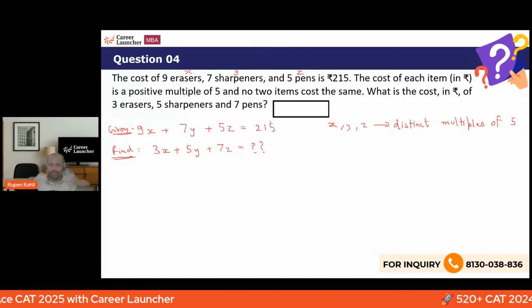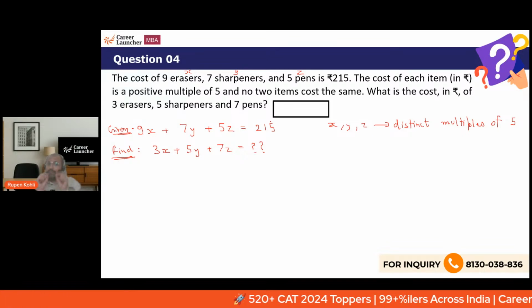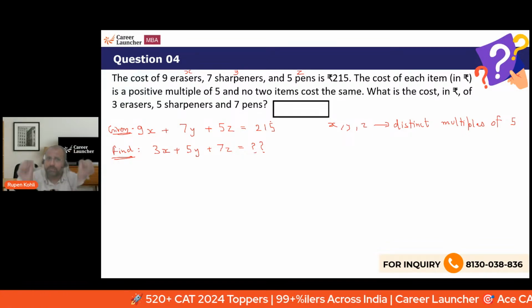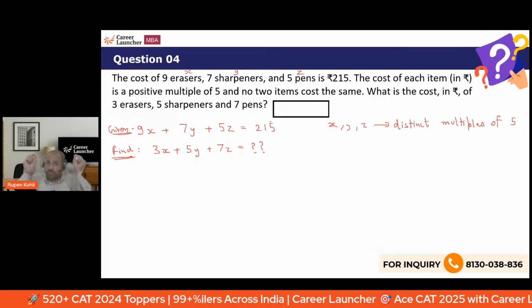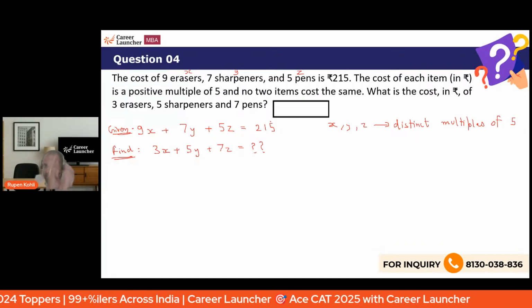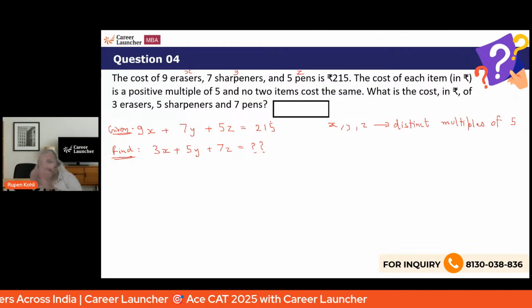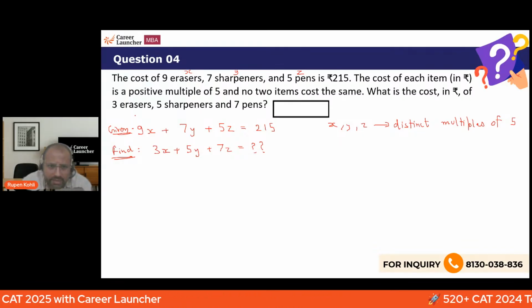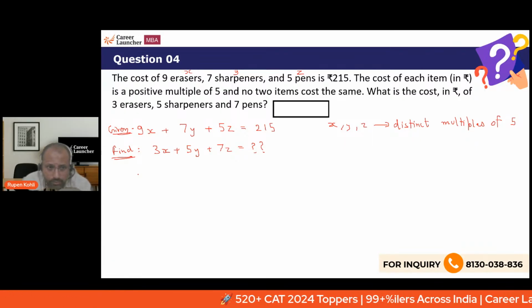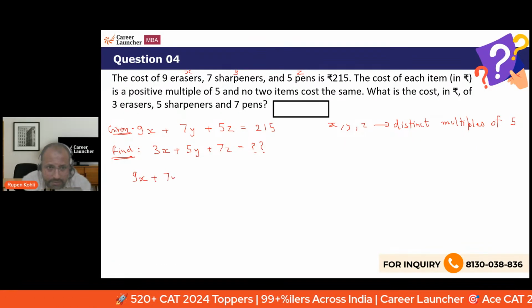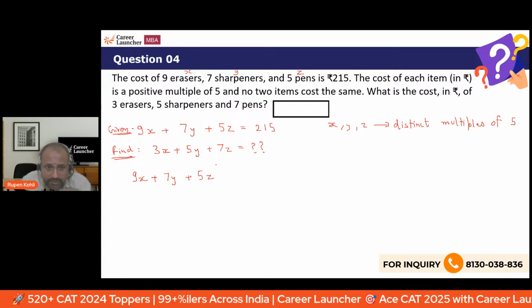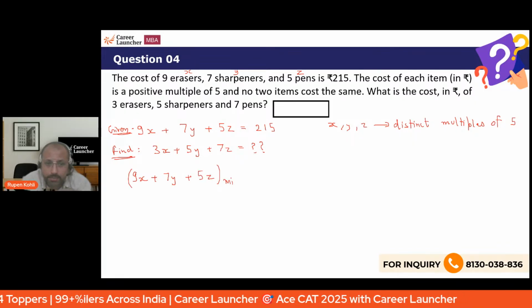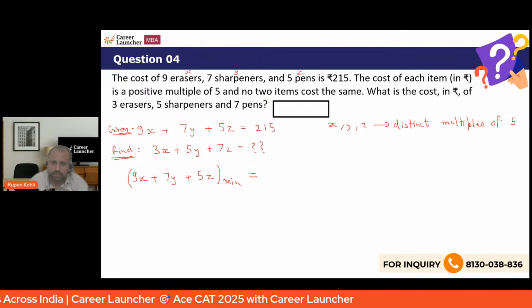What I'm trying to say, I'm repeating myself again and again, because I'm trying to tell you, we should focus on the minimum possible value, the minimum possible cost that could be associated with the items that we have bought under the constraint of them being distinct multiples of 5. What could be the minimum possible value of 9x plus 7y plus 5z, given that x, y, z are distinct multiples of 5? Just ask yourself this question.